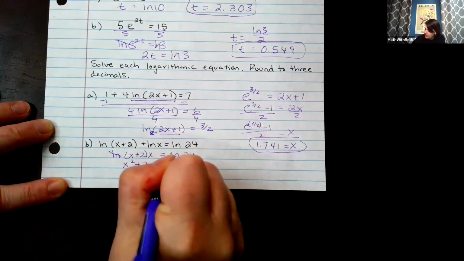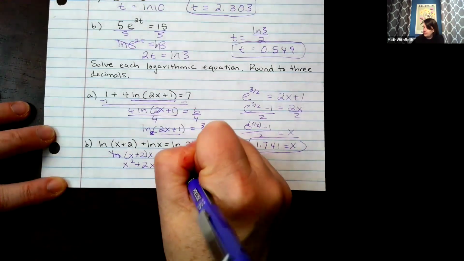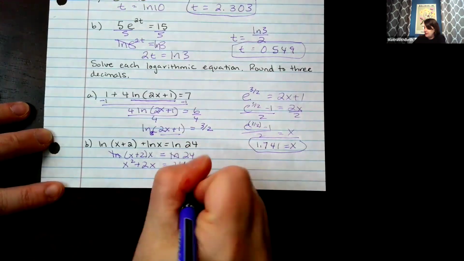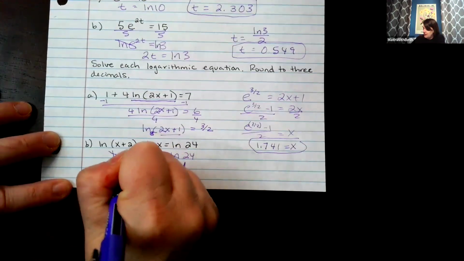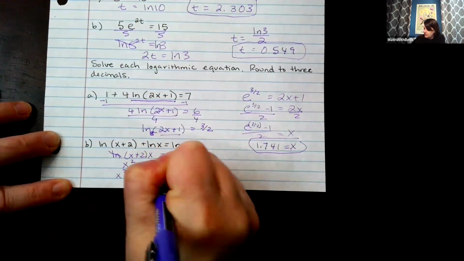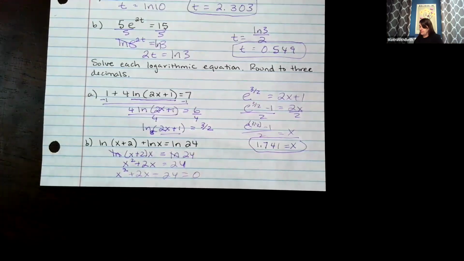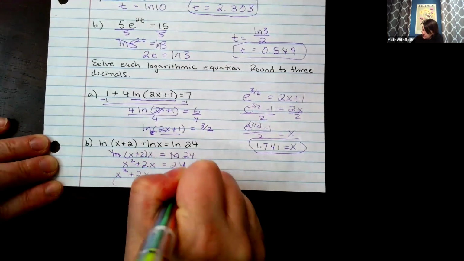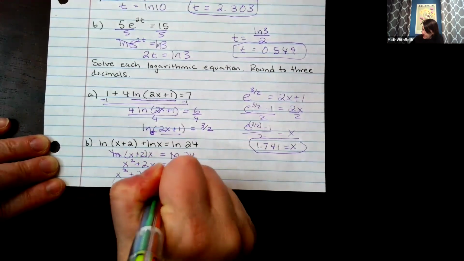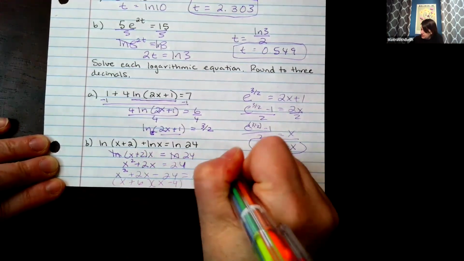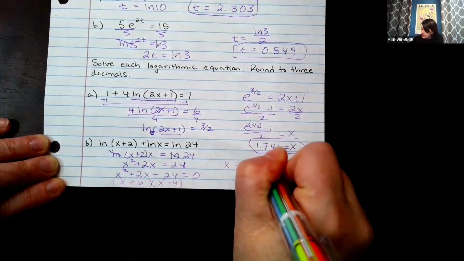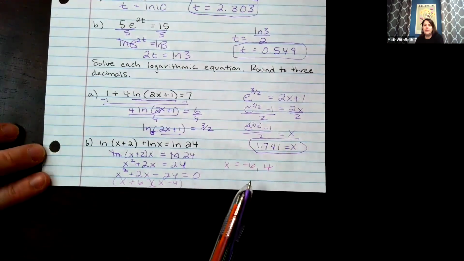I'm going to go ahead and distribute. Now I have to factor, so I need to get everything on one side. So I'm going to subtract that 24 and then factor. So in this case, I could factor that to x plus 6 and x minus 4, which means my answers are -6 and 4. But with logs, you have to be careful.